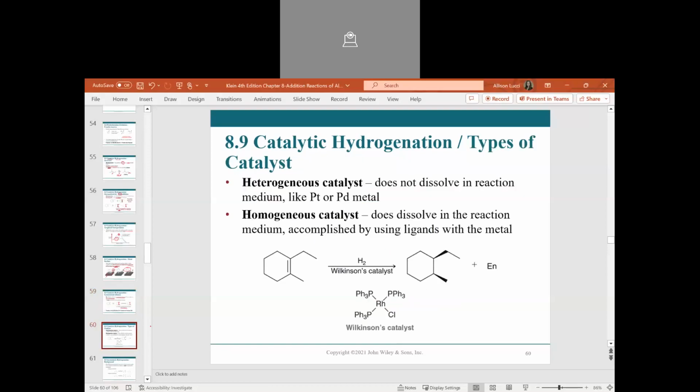So the last topic that we'll discuss within catalytic hydrogenation is when we have a Wilkinson's catalyst involved, and that's what we see down here. So there's different terms for our catalysts. So a heterogeneous catalyst, such as our platinum or palladium metal, would not dissolve in the reaction medium. But when we have a homogeneous catalyst, this would dissolve in our solvent or reaction medium, and you can use ligands, right? These kind of groups that are surrounding a metal.